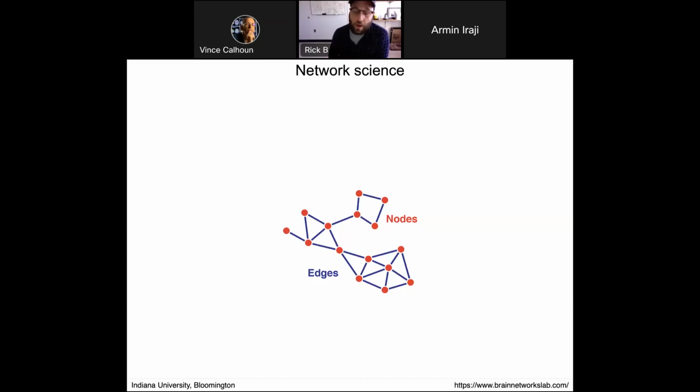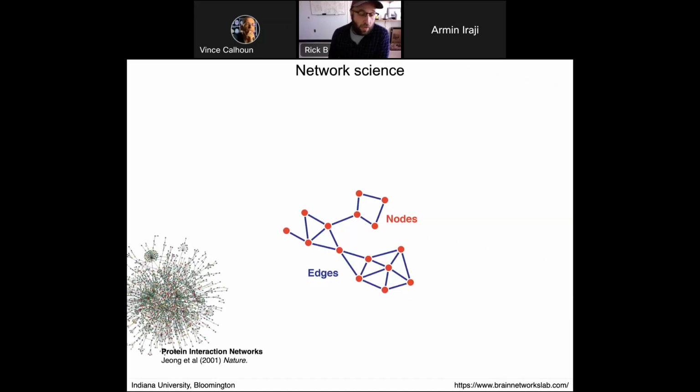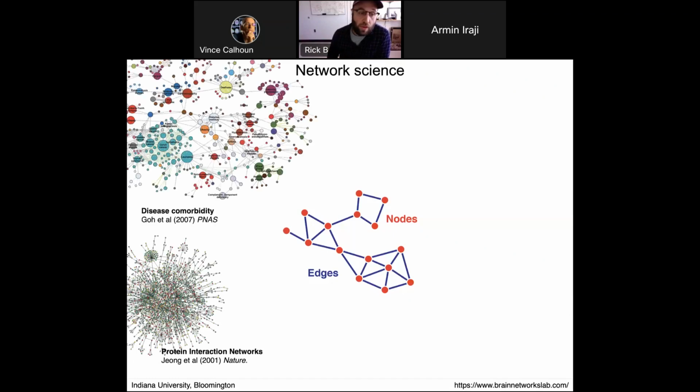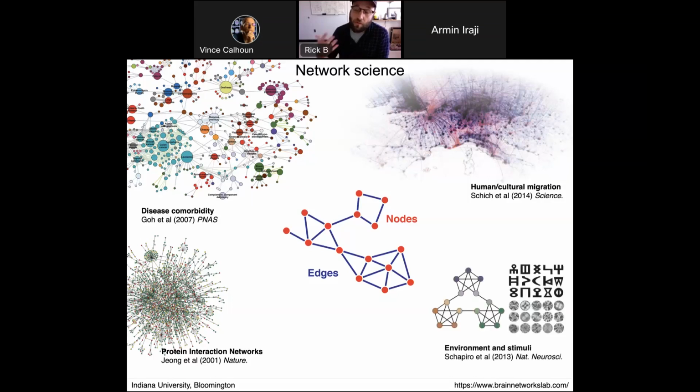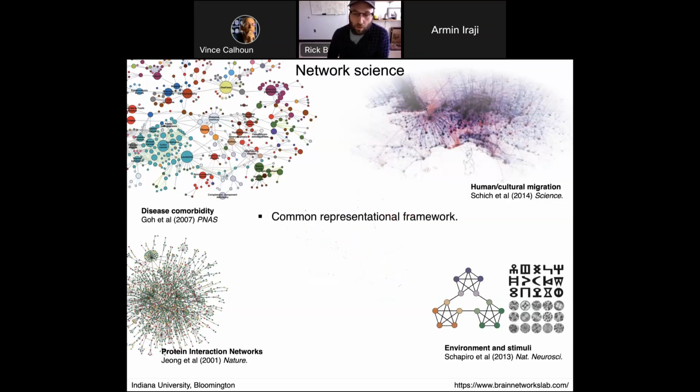And its simplicity has allowed the network model to be applied across lots of disciplines, ranging from microbiology, where we can build networks of interacting proteins, to medicine, where we can study diseases and disorders linked on the basis of their comorbidity with one another, to the migration and movement of cultural capital across time from one geospatial location to another, even to the environment in which organisms are embedded. All of these systems, although very, very different, coming from very different fields, can all be represented meaningfully as networks.